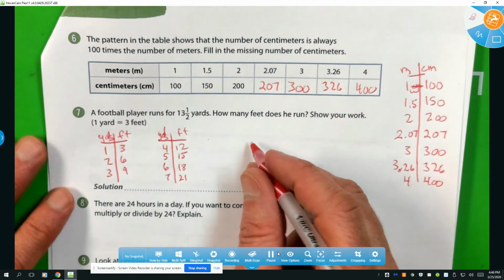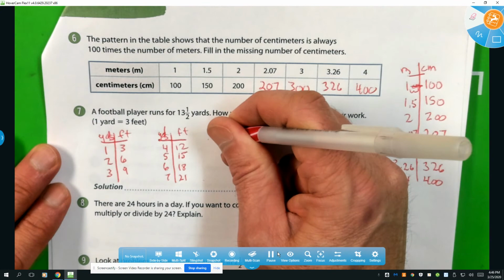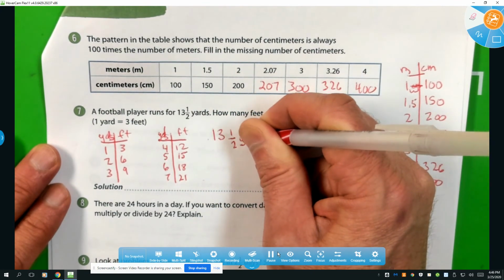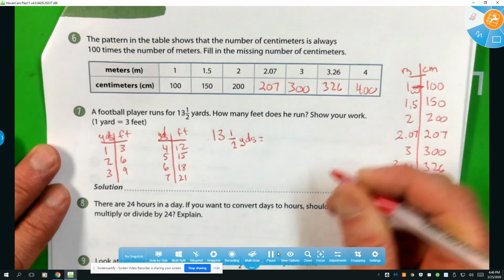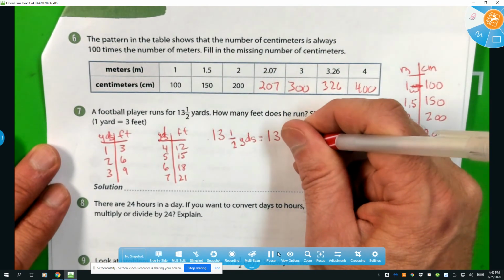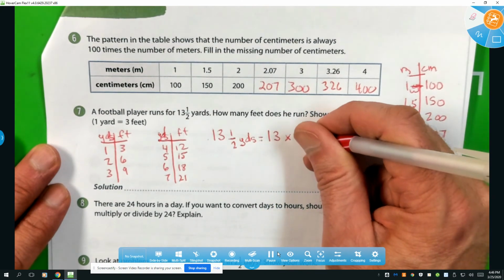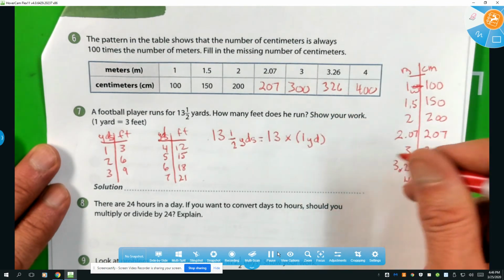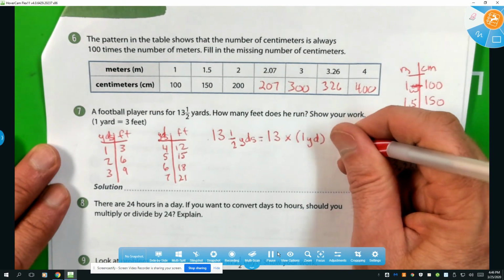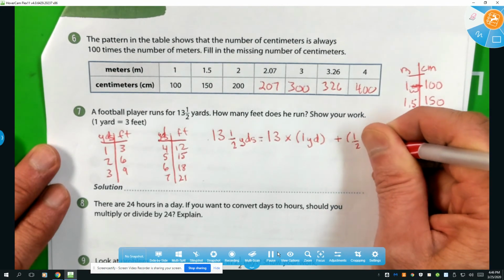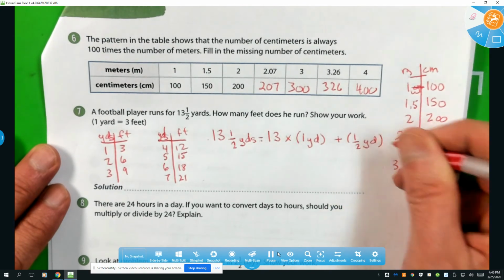So now I'm just going to move it right here. 13 and 1/2 yards equals 13 times 1 yard plus 1/2 yard.